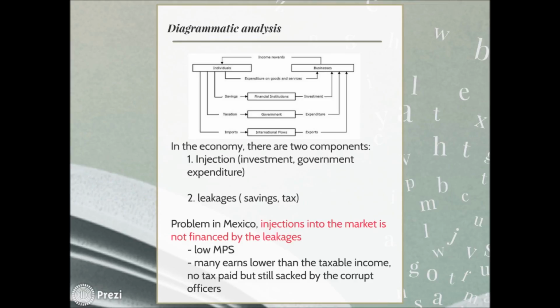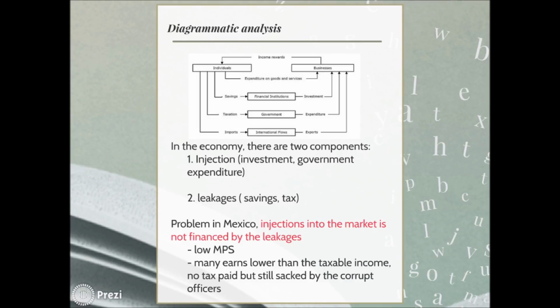But in today's condition, we can see that the injections are more than the leakages in Mexico. This is due to the low marginal propensity to save of the Mexicans. We have explained this before: since they have their interest more in family gatherings and spending on festivals, they tend to consume and do not save for reinvestment purposes.